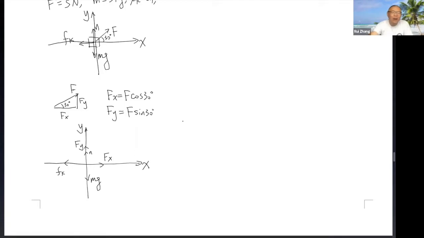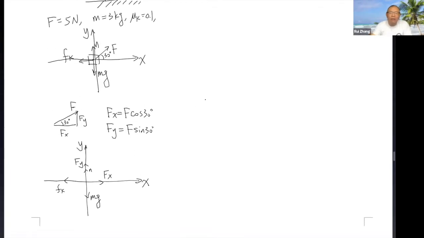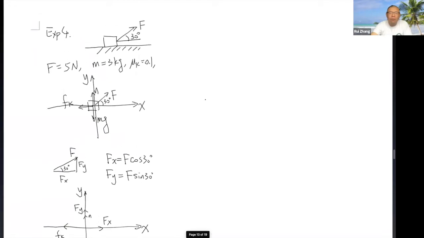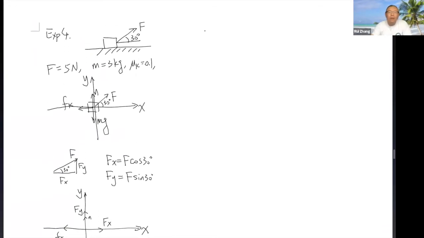Okay, so let's write down Newton's law. Along the x direction, you can write this to remind yourself, this is Newton's law: F equals ma. Along the x direction, we have Fx minus fk, so I'm going to write F cosine 30 minus fk equals ma. Along the y direction, we have Fy, which is F sine 30, plus normal force N minus mg. And there's no acceleration in the y direction, so it's 0.